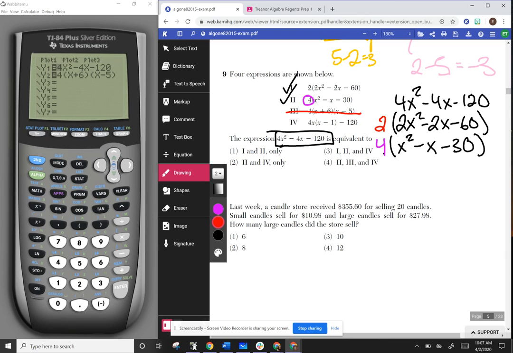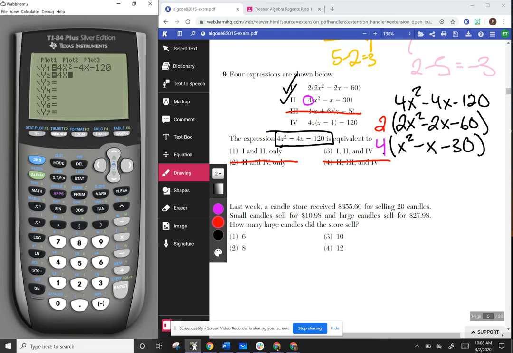And knowing that it's not 3, we can automatically get rid of 4. And going back to the upper 2, we know that it's not 2, because it's not 2 and 4 only, because 1 is also an option. So we just need to figure out, is it only 1 and 2, or is it 1, 2, and now 4? So we go to y equals again, clear out y2, and put the new one in.